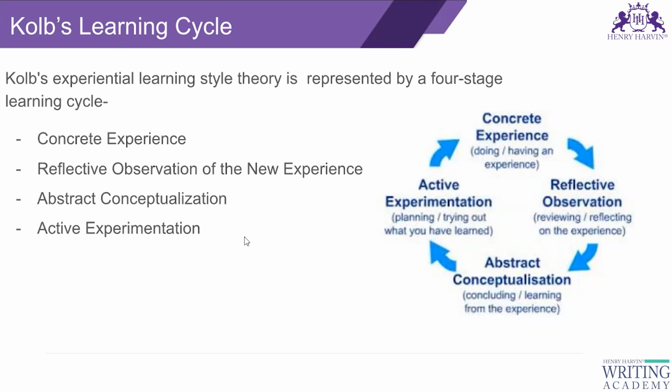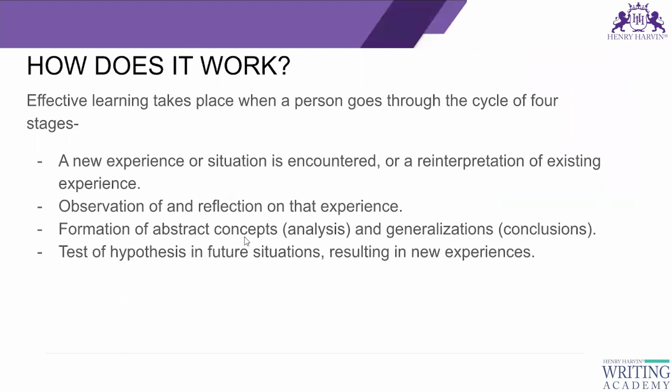We also said there will be four different learning styles. Now let us combine these stages and styles and see how it will look. How it works: a new experience or situation is encountered, then there is observation and reflection on the experience. The first is the experience gained, or existing experience, based upon which we learn something. Then we observe and reflect on that experience. Take the same example: the student learns mathematics, and his interest, and how it is going to reflect.